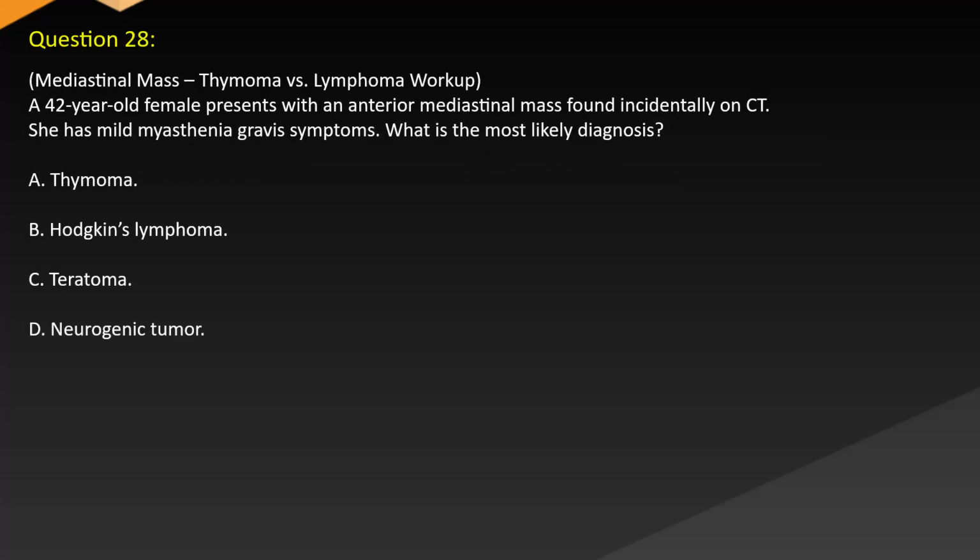Question 28. Mediastinal mass. Thymoma versus lymphoma workup. A 42-year-old female presents with an anterior mediastinal mass found incidentally on CT. She has mild myasthenia gravis symptoms. What is the most likely diagnosis? A. Thymoma. B. Hodgkin's lymphoma. C. Teratoma. D. Neurogenic tumor.